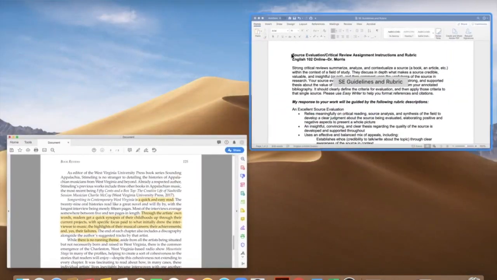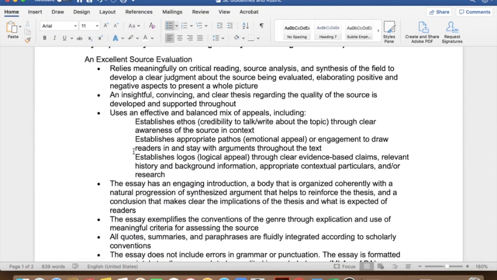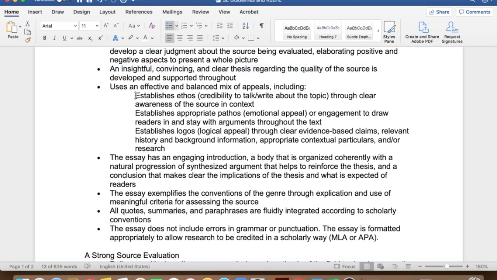So if we compare this quickly to our rubric, what we see is that Allen's evaluation of Stimeling's book does rely meaningfully on critical reading, on analyzing the source, and thinking about how it fits into the field of music studies. It's got a clear thesis that is maintained throughout the entire essay. He does analyze ethos and uses pathos to develop his arguments with vivid language and details. And there's evidence-based claims, a logic to this review where the author's talking about relevant history, background information, giving us details that help reinforce his argument. The essay is structured with an introduction, a body, and a conclusion. We can follow his arguments pretty clearly.